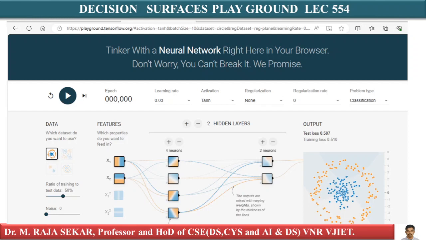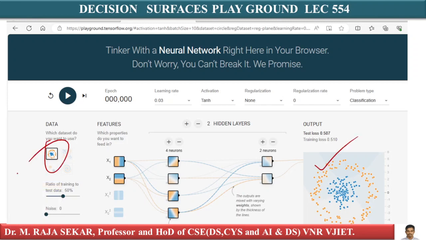I am just taking these two circles. What is my data set? This is my data set, the two circles data set. This is my data set, isn't it?